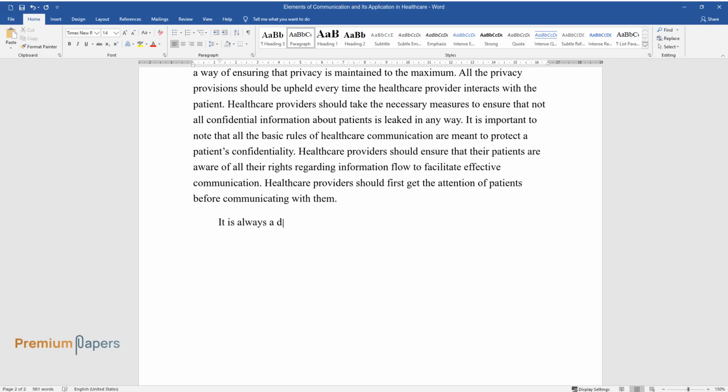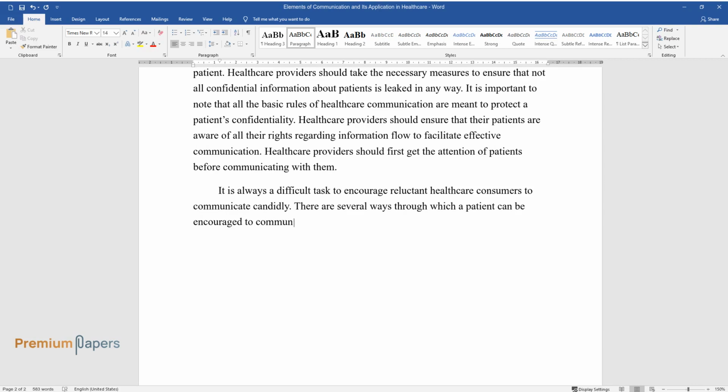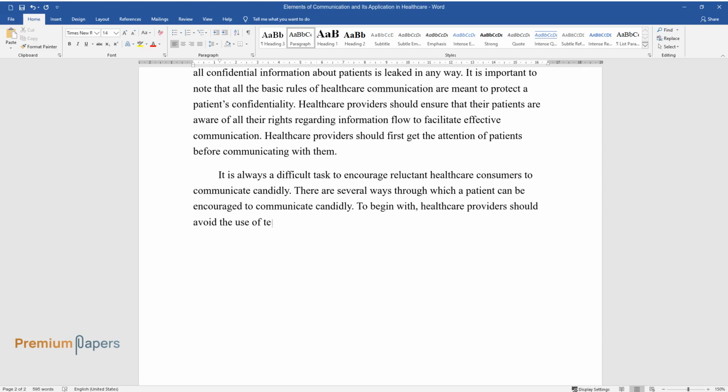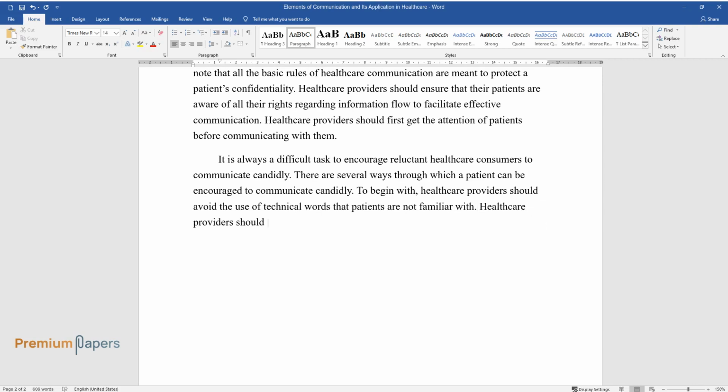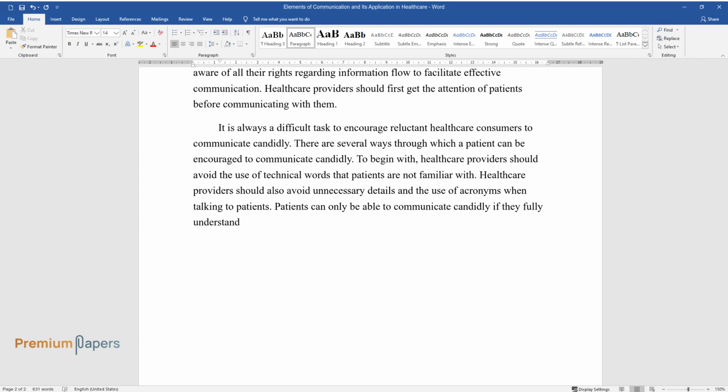It is always a difficult task to encourage reluctant healthcare consumers to communicate candidly. There are several ways through which a patient can be encouraged to communicate candidly. To begin with, healthcare providers should avoid the use of technical words that patients are not familiar with. Healthcare providers should also avoid unnecessary details and the use of acronyms when talking to patients. Patients can only communicate candidly if they fully understand what the nurses and doctors mean.